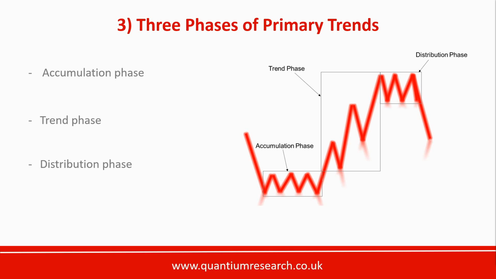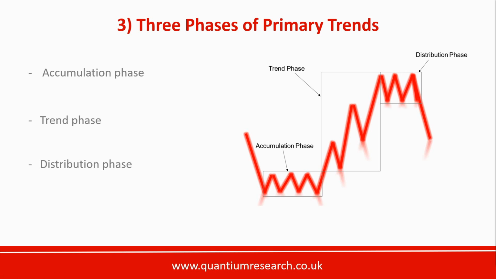And finally, there is a distribution phase. At this point, uninformed market participants are usually very bullish, having made money in the end of the trend phase and expecting price to keep rising. However, informed market participants are actually starting to offload positions and prepare for a downturn, which eventually materializes. So you can see with the distribution phase, let's just point it out there, and then you can see the sellers start to come out, the price starts to fall down.